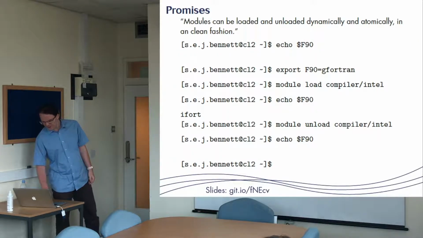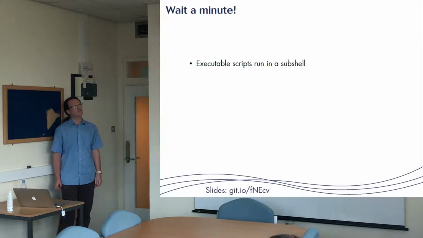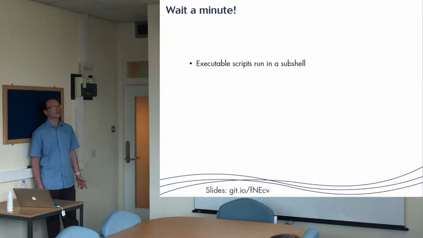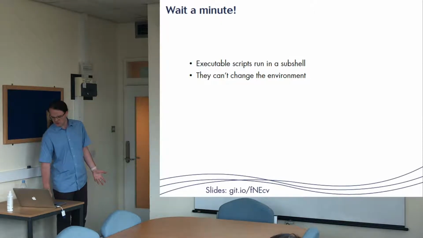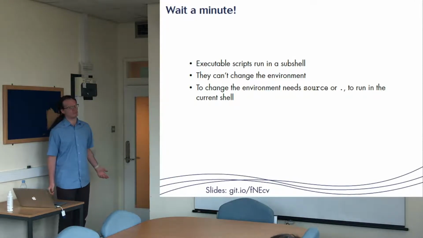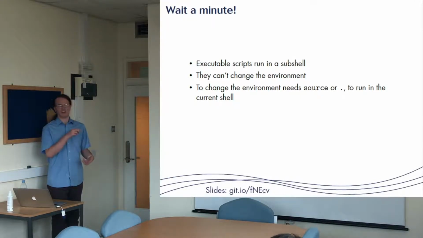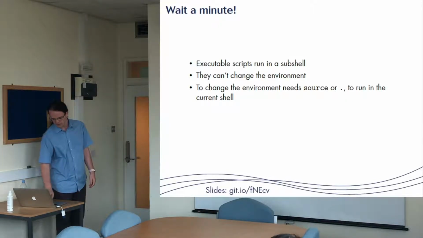So with that aside, we come to our first concern. Executable scripts run in a subshell. So we've got this command module that's editing our environment, but it's run like a program. So how's it doing that? Executables can't change the environment. So if you want a script to change the environment, you have to source it. You source or use dot or whatever the command is in your shell to run something under the current shell, in the current interpreter, that will then let it change the environment.